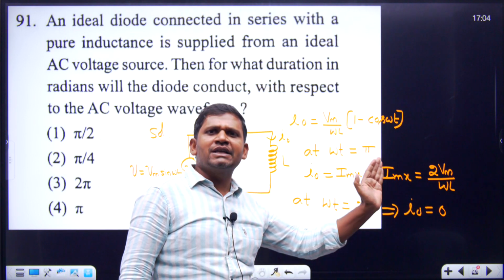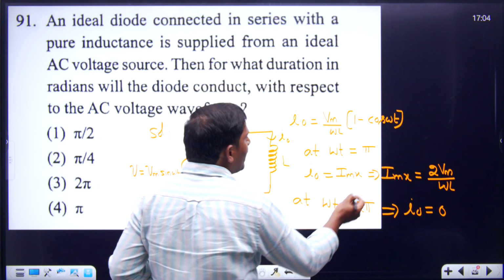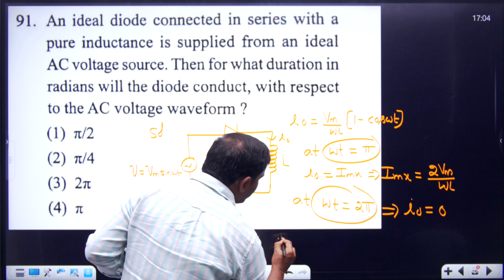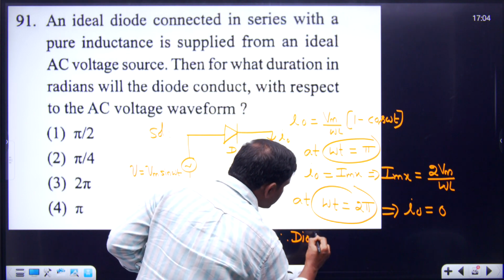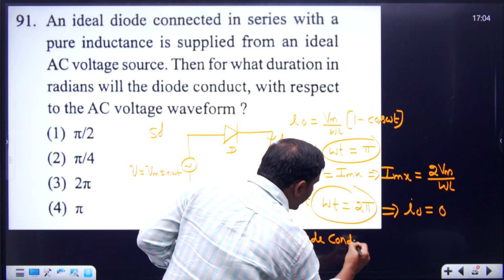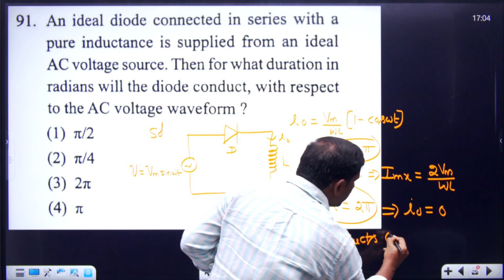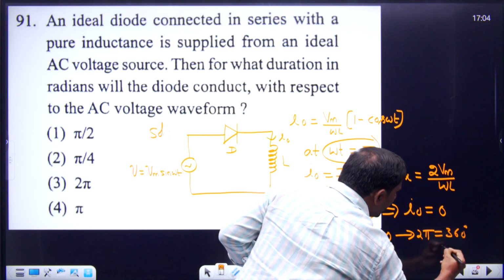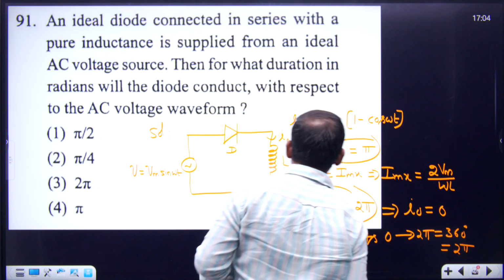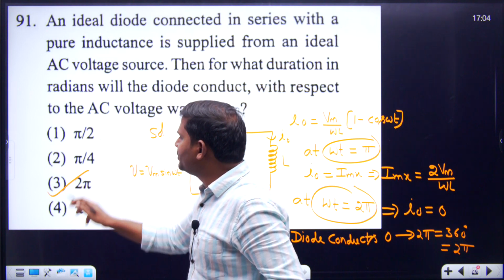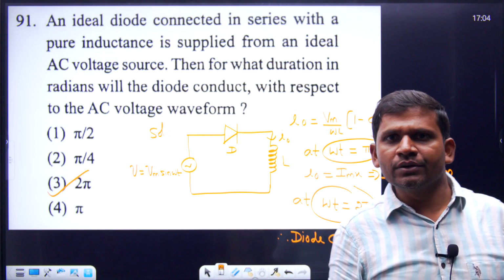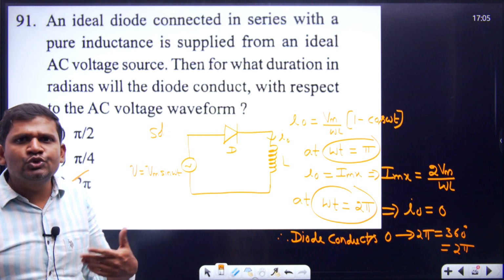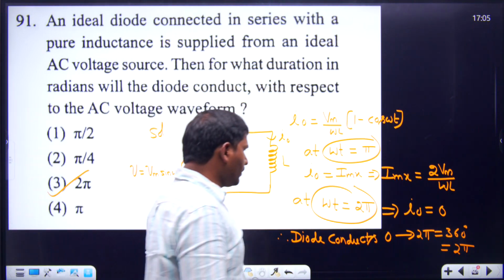That means the diode is conducting from 0 to 2 pi. The current is maximum at pi, and the current is 0 again at 2 pi, therefore the diode conducts from 0 to 2 pi. That is how many degrees? 360 degrees. How many radians? 2 pi radians it conducts. Then which option is correct, friends? Option 3 is correct. Simple question. Okay, that you have to concentrate on. The diode is conducting how many radians? 2 pi radians it is conducting. Next.